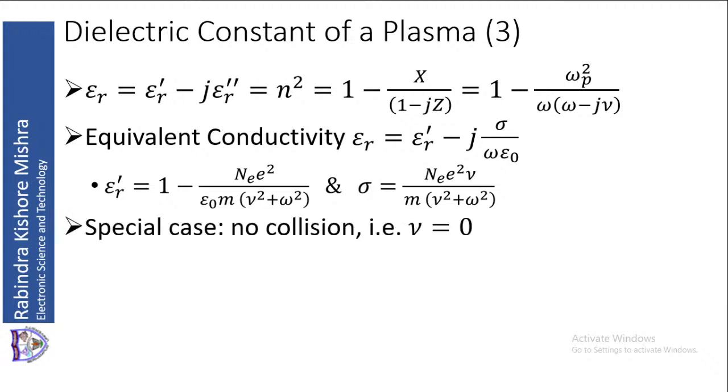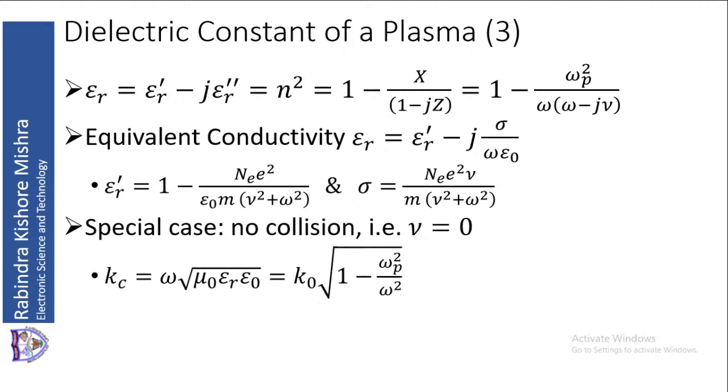Then we will consider a special case. The special case is there is no collision. If there is no collision in the plasma medium or in the ionosphere, then the collision frequency will be 0, so nu is equal to 0. Put nu is equal to 0 in these expressions. Then Kc, the critical wave number, will be equal to omega into root over mu 0 epsilon 0 epsilon r, because omega by c is equal to 1 by root over mu 0 epsilon 0.